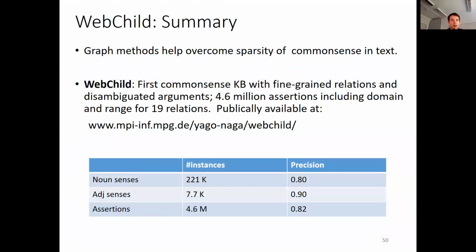And so in summary, graph methods help to overcome sparsity of common sense in text, and WebChild is the first common sense KB with fine-grained relations and disambiguated arguments, in total over 4.6 million assertions for 19 relations. And its precision was also sampled and found to be 0.8 and higher.